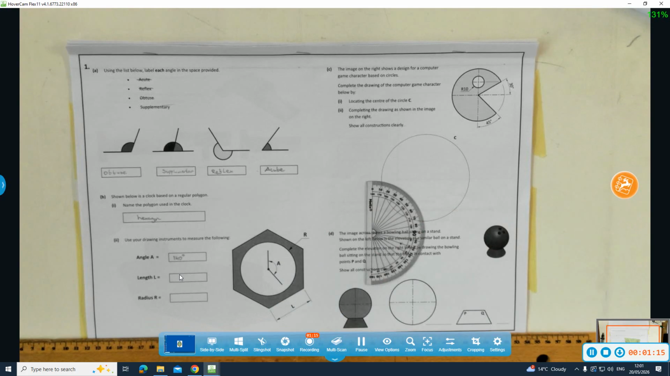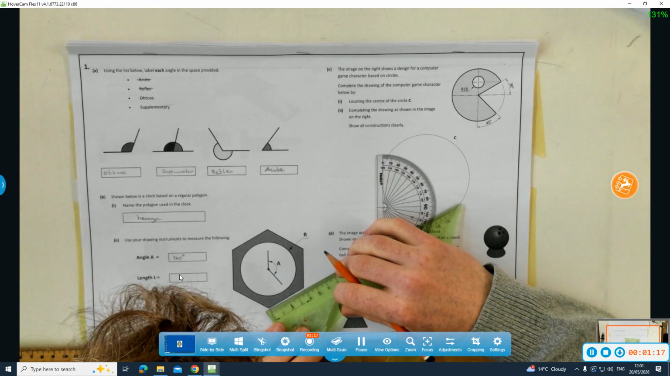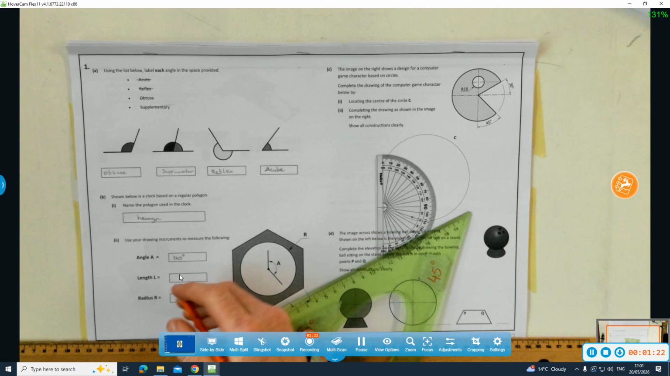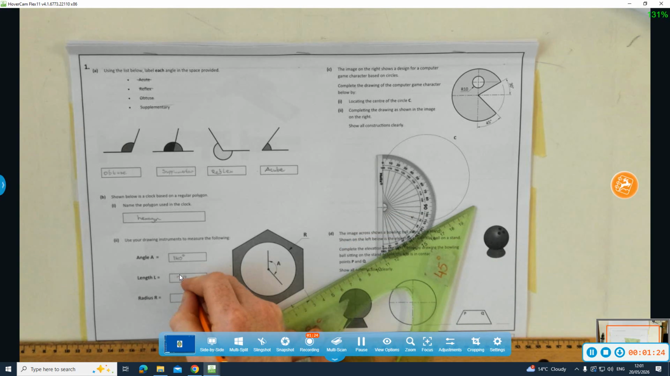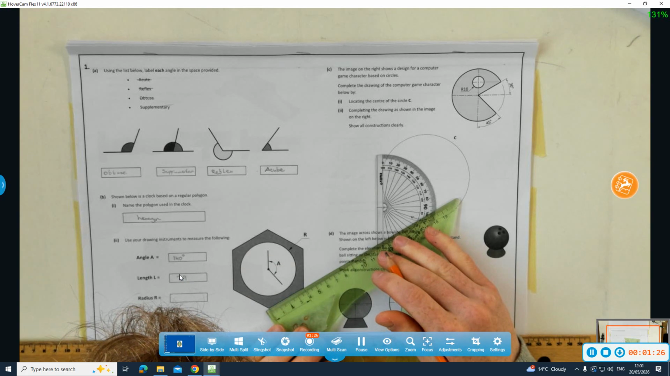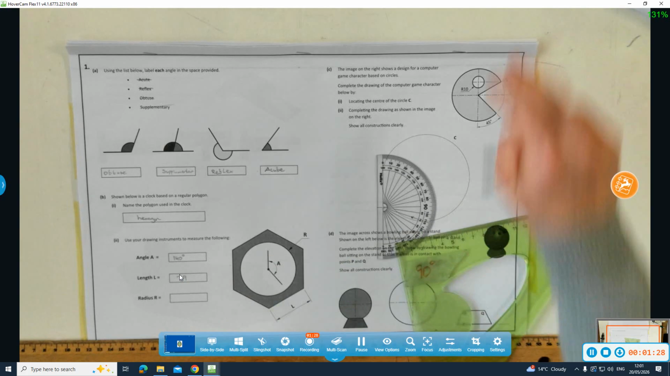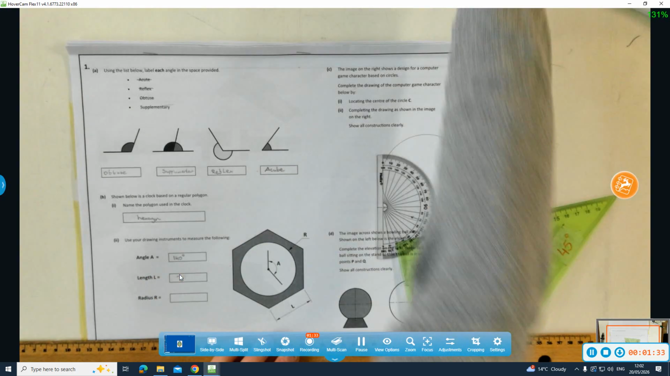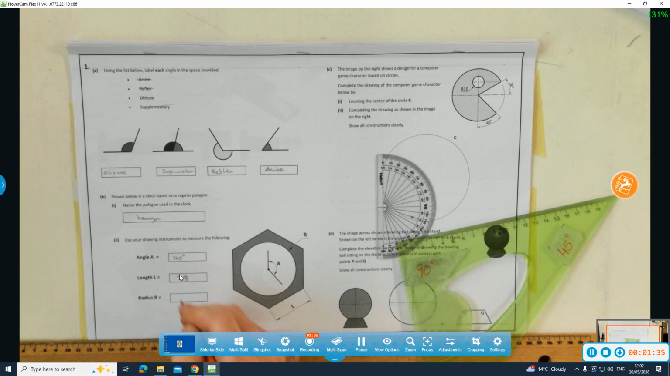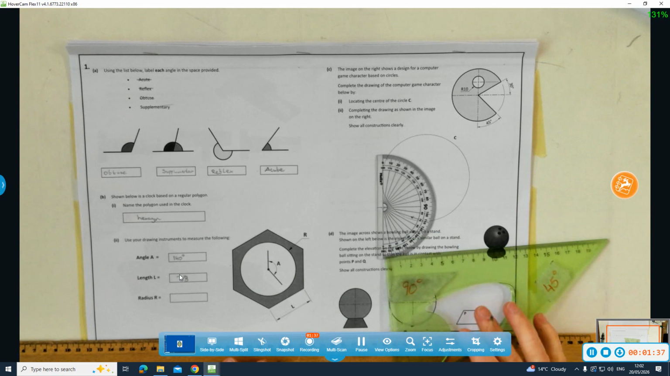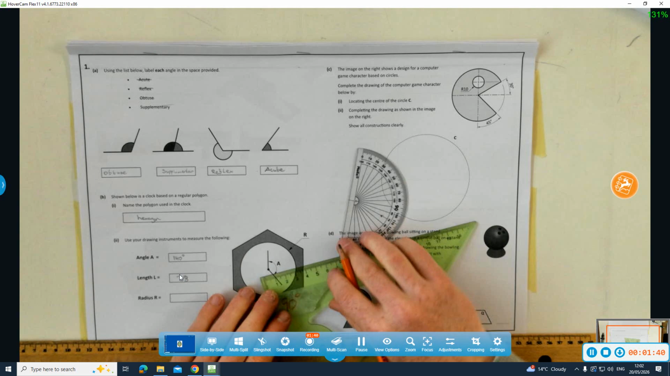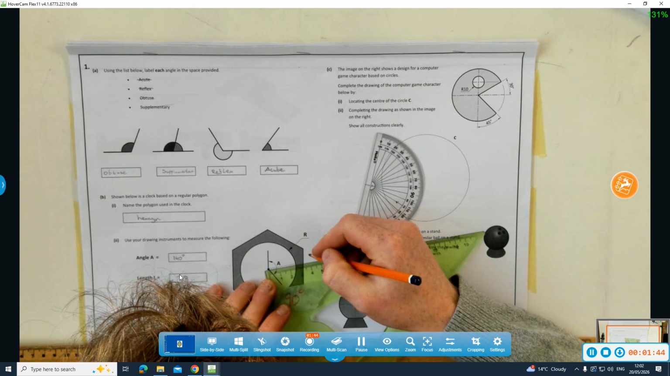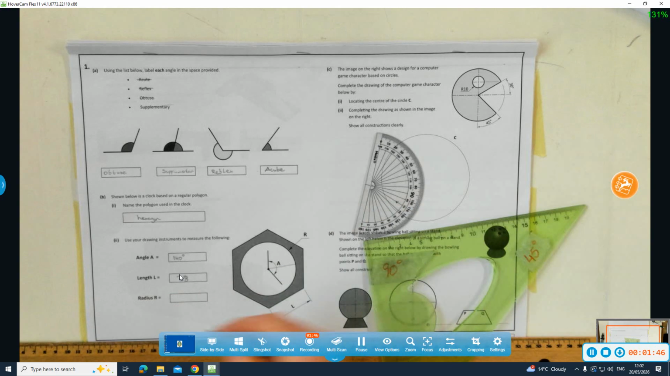Length L. 38, 39 more like it. I'll change to 38. Now all our sizes might be slightly different from the way they're printed out and stuff. So 38. And the radius R. So we're measuring from the center. If you want to draw lines, that makes it easier for you. Center out there. 27, I'm going to say.